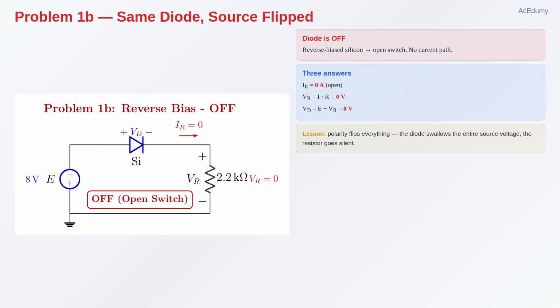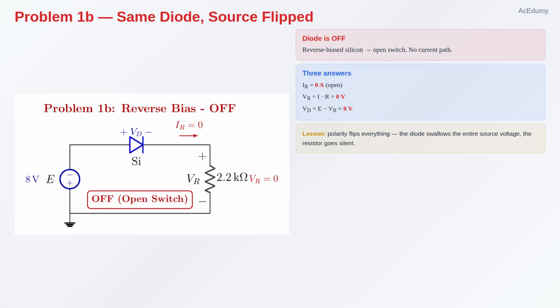If there is no current, what is VR? 0 volts. Ohm's law, V equals I times R, and I is 0, so VR is 0. Now apply KVL again. 8 volts equals VD plus VR, but VR is 0, so all 8 volts must drop across the diode. VD equals 8 volts.